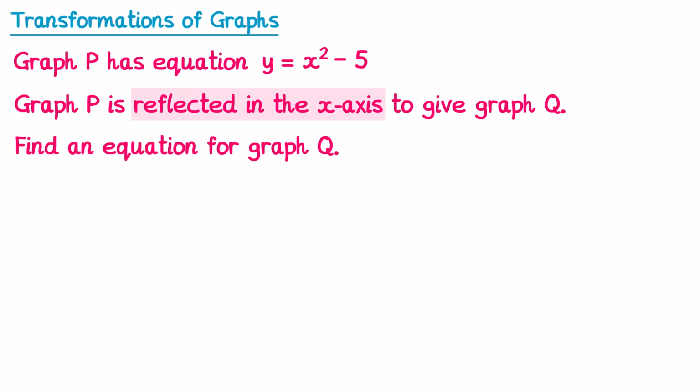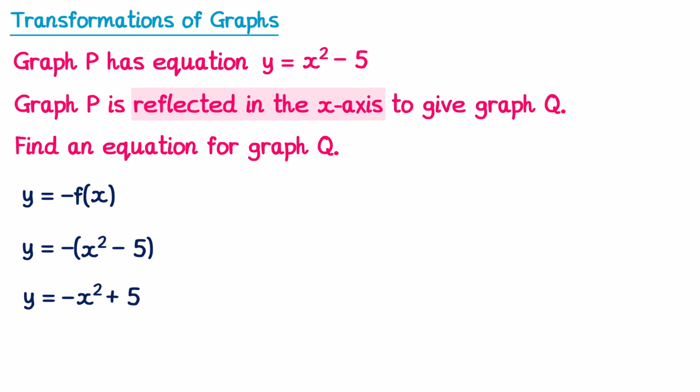So in this one, graph P is reflected in the x-axis. We know this is the transformation y equals negative f of x. If you think of the original function as being y equals f of x, then we've got f of x equals x squared minus 5. If we're going to do negative f of x, we just take the original function, but apply a negative to it. So we have y equals negative (x squared minus 5). If you expand out this bracket, you get y equals negative x squared, but then negative 1 times negative 5 is positive 5. So the equation of graph Q is negative x squared plus 5.